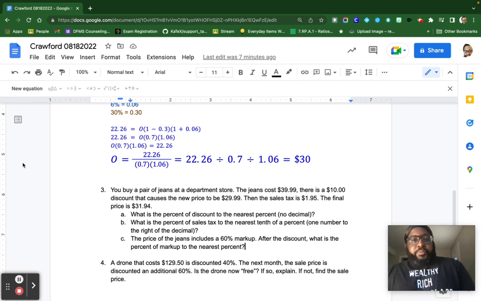I found this problem to be very interesting because it gives you the backwards version of working with discounts and markups. It gives you markups or taxes. It gives you the backwards version, where you will see two different prices and you will have to find the discount to the nearest percent.